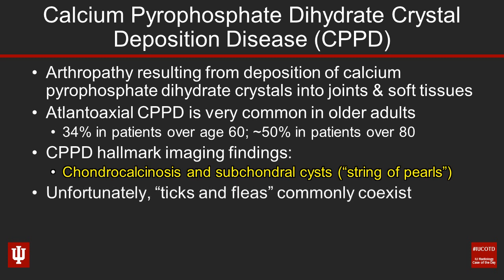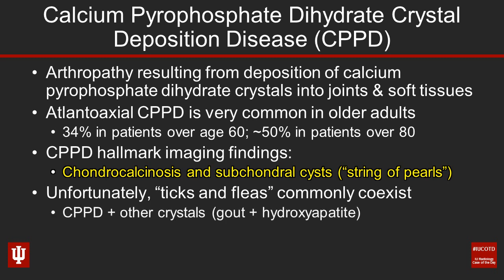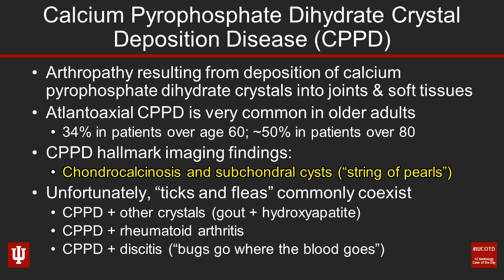But unfortunately, this is one of those cases in radiology that ticks and fleas can coexist. So you can see patients who have CPPD and in addition other crystalline arthropathies such as gout or hydroxyapatite deposition. You can also see CPPD coexist with rheumatoid arthritis on occasion. And importantly, because of the inflammatory response and the hyperemia, you can also see CPPD in the setting of discitis, because as the old saying goes, bugs go where the blood goes.